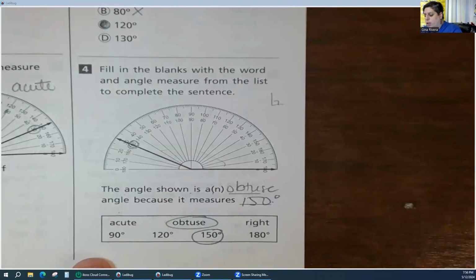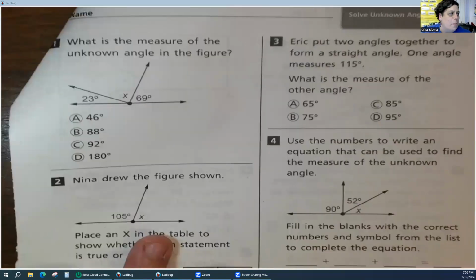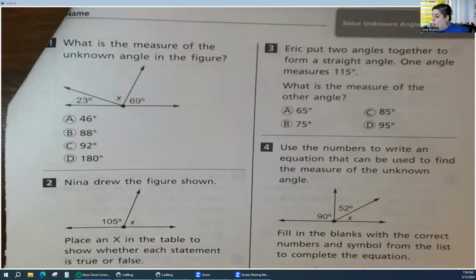Okay, so that is your homework, as I told you. So we're going to go right to the next page. I see that my screen froze there for a second. I apologize for that. All right, number 1 on page 63.